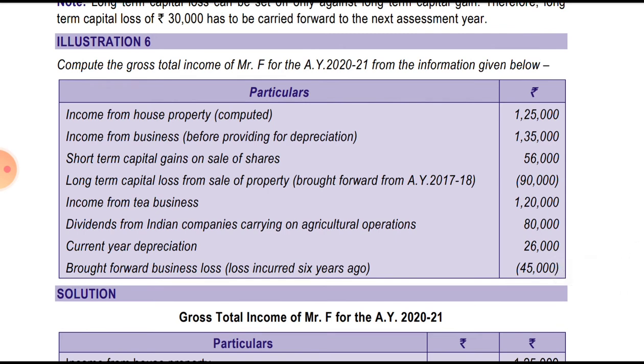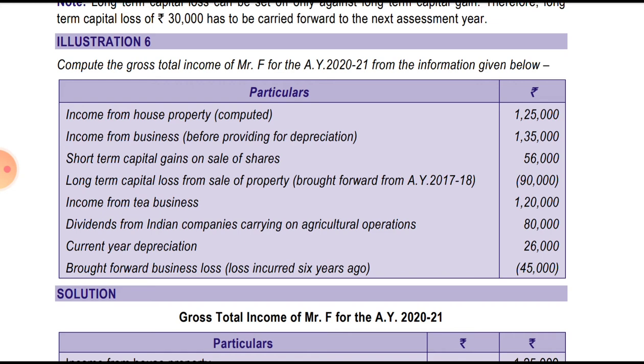Income from the tea business, normal business, is 1,20,000 rupees. Dividend from an Indian company carrying on agricultural operation. So the company is carrying on agricultural operation, but in my hands the dividend will be exempt. This won't be considered as agriculture income, but the dividend is exempt under 10(34). Then current year depreciation we will deduct from the business income, because that income was before providing any depreciation. And brought forward business loss, loss incurred 6 years ago.